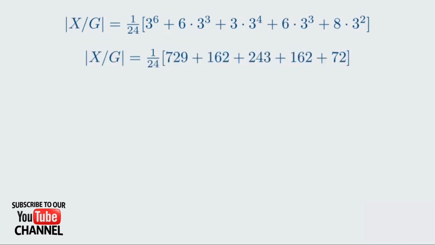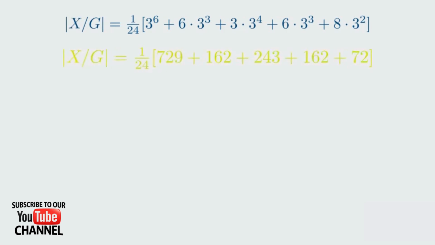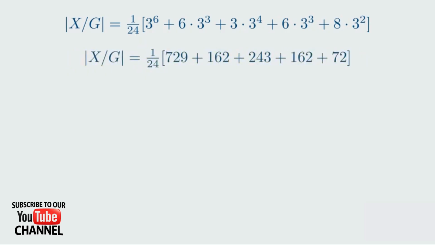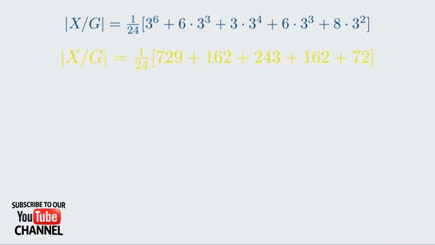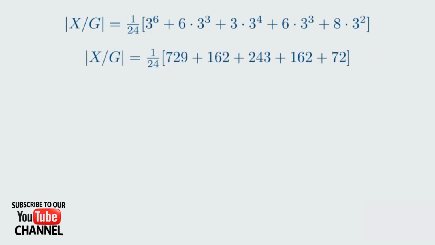Let's simplify the sum. 3 to the 6th is 729. 6 times 3 cubed is 6 times 27, which is 162. 3 times 3 to the 4th is 3 times 81, which is 243. And 8 times 3 squared is 8 times 9, which is 72. Adding these up gives us 1368. So the total sum is 1368.